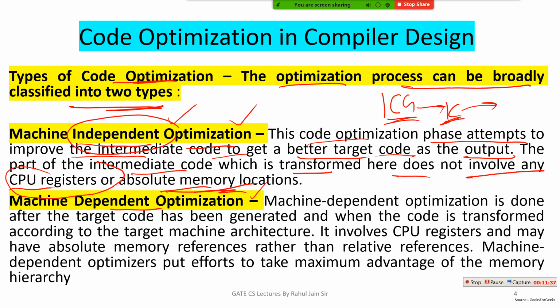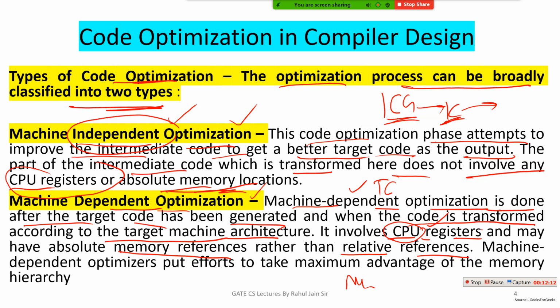Now the next one is machine dependent optimization. Machine dependent optimization is done after the target code has been generated. Means after the target code is generated, machine dependent optimization is done, and when the code is transformed according to the target machine architecture, that is in machine code or machine relocatable code, it involves CPU registers and may have absolute memory references rather than relative references, right?